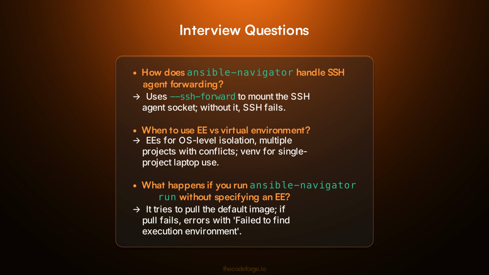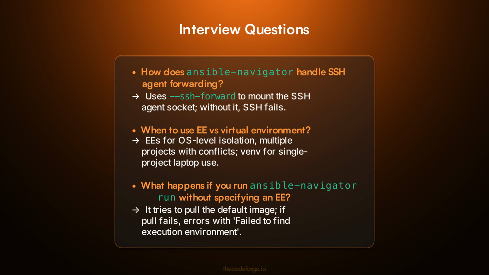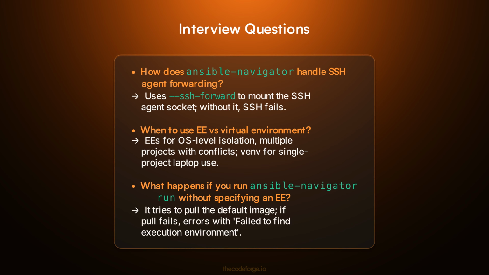Let's run through some common interview questions. How does ansible-navigator handle SSH agent forwarding? It uses SSH forward to mount the SSH agent socket. Without it, SSH fails. When to use EE versus virtual environment? EEs for OS-level isolation and multiple projects with conflicts. Venv for single project laptop use. What happens if you run ansible-navigator run without specifying an EE? It tries to pull the default image. If the pull fails, it errors with failed to find execution environment.